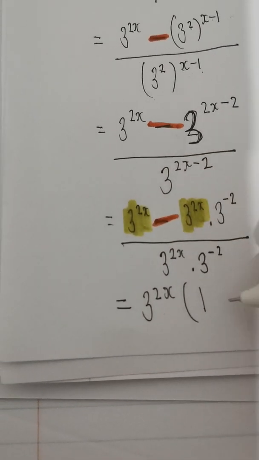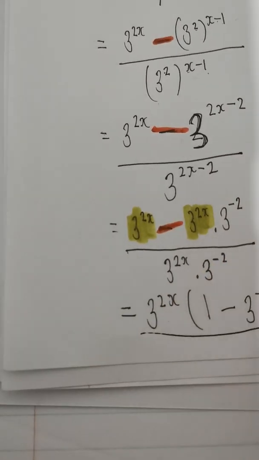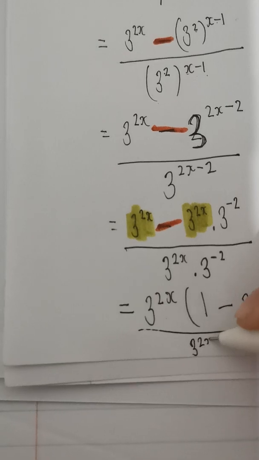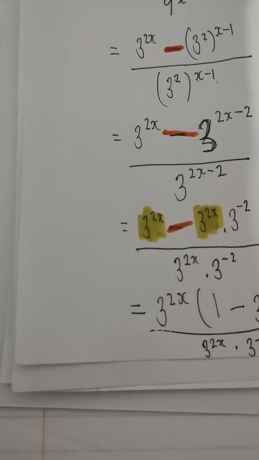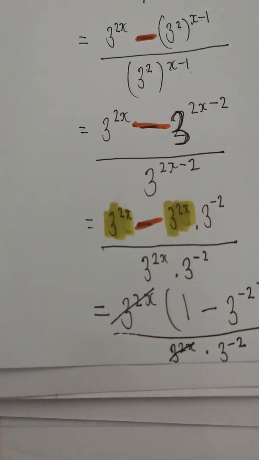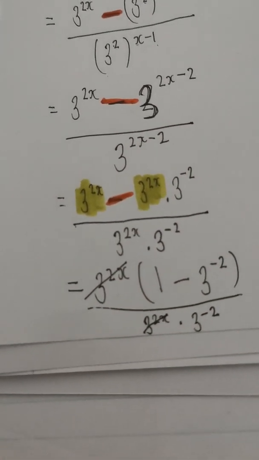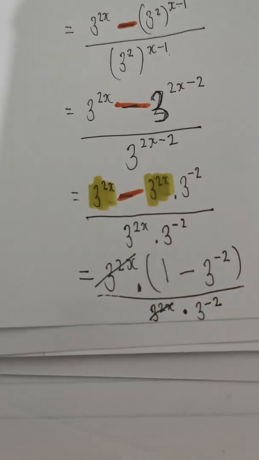If I take it out from here, I'm left with 3 to the power of negative 2 over 3 to the power of 2x times 3 to the power of negative 2. Can you see this? And this can cancel out because we now have multiplication. It's multiplication over here. It's multiplication over here, so we can cancel out.